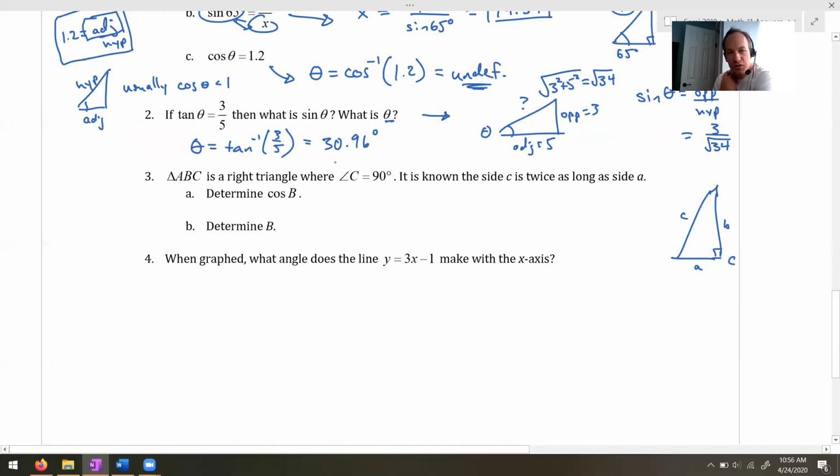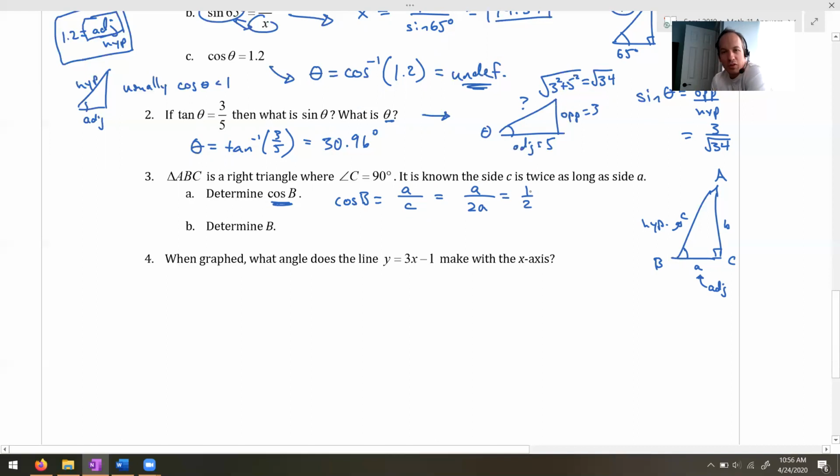So if I'm looking for determining cos of capital B, that is over here. Capital A would be up there. So if I want cosine of B, well, cosine of B is equal to adjacent over hypotenuse. So here's my adjacent side, and here's my hypotenuse. But I know that side C is twice as long as side A, so what I can do is write in C is 2A, and then the A's cancel, so it's 1 over 2. So cosine of B is 1 over 2.